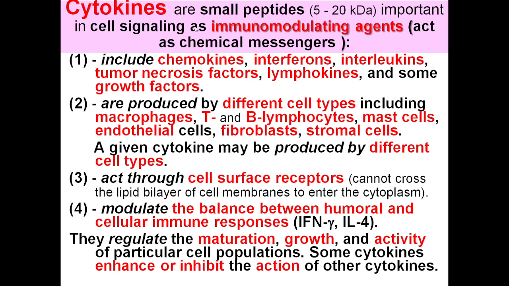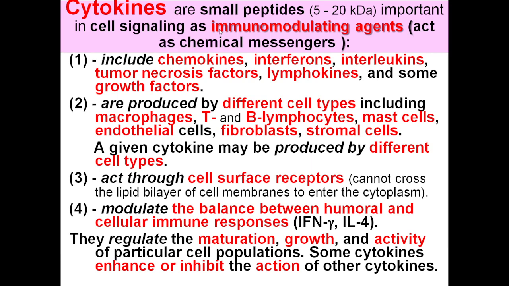Some words about terms. Cytokines. Cytokines are small peptides, molecular weight from 5 to 20 kilodalton. They're important in cell signaling. It means interaction with different types of cells. Cytokines act in cell signaling as immunomodulator agents.